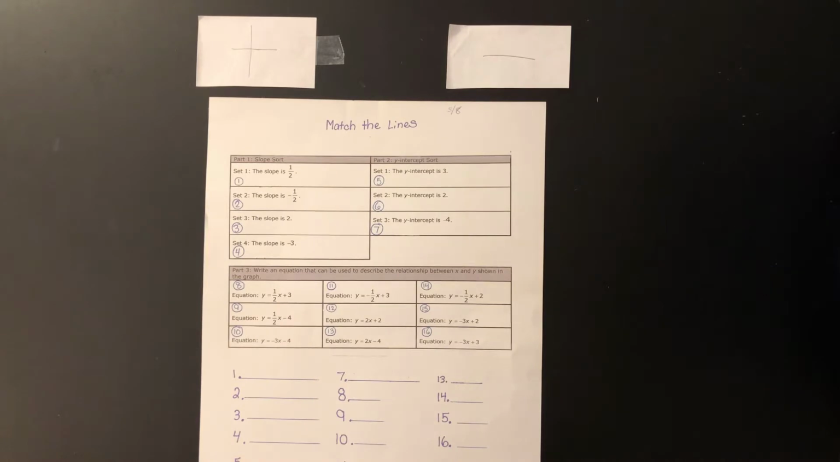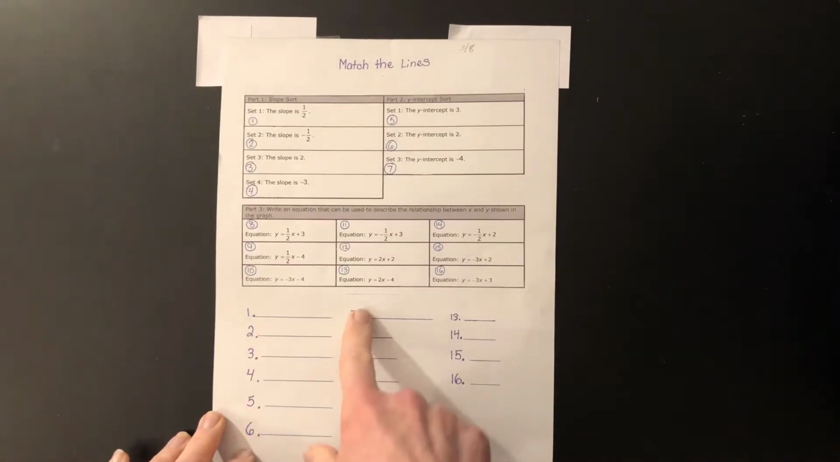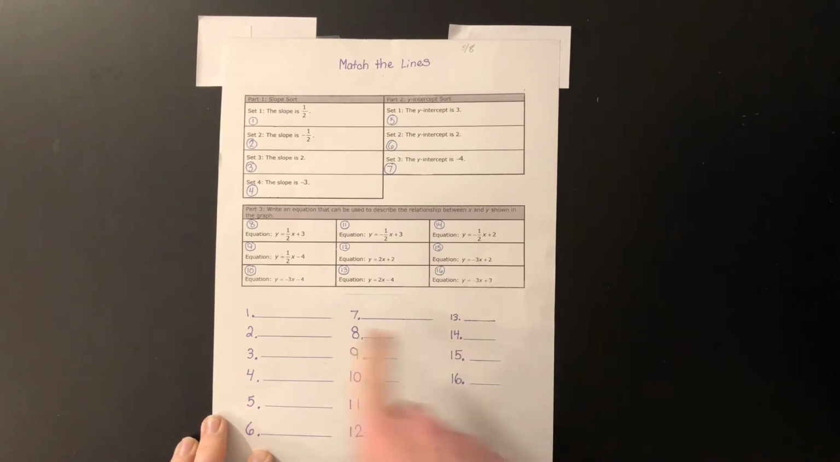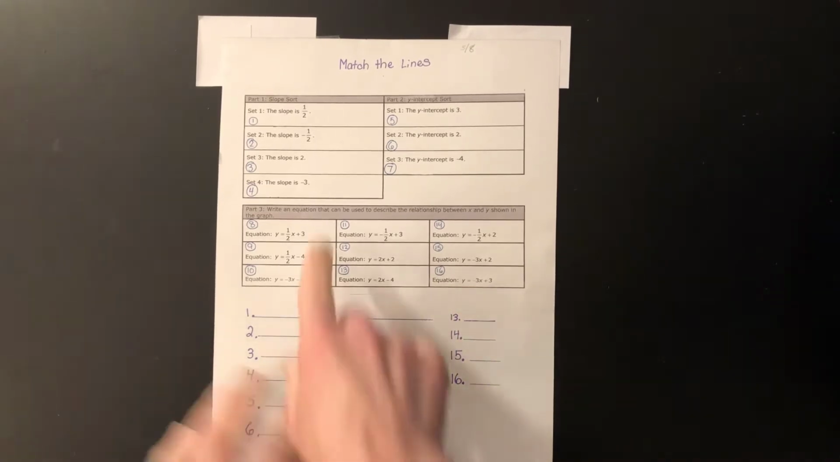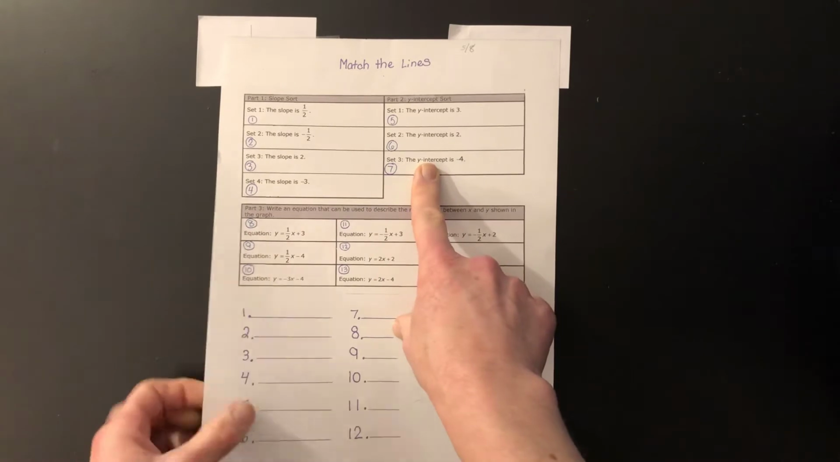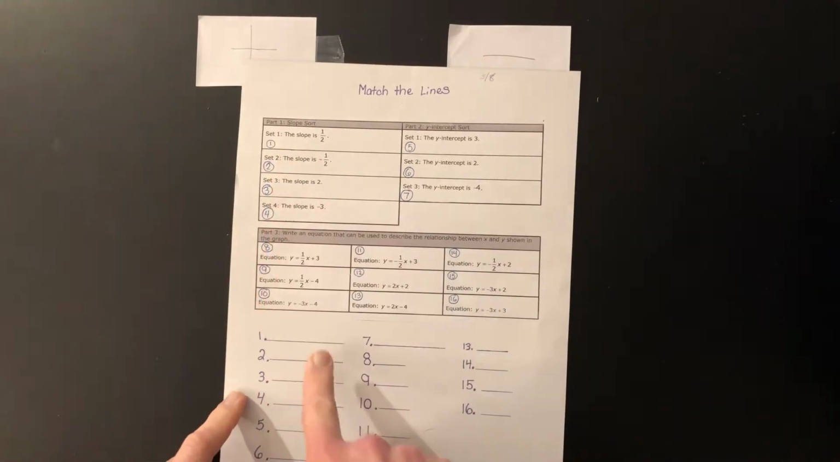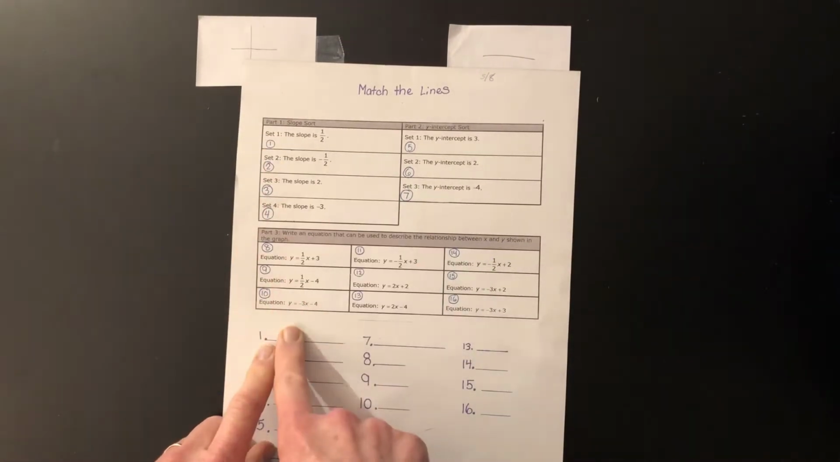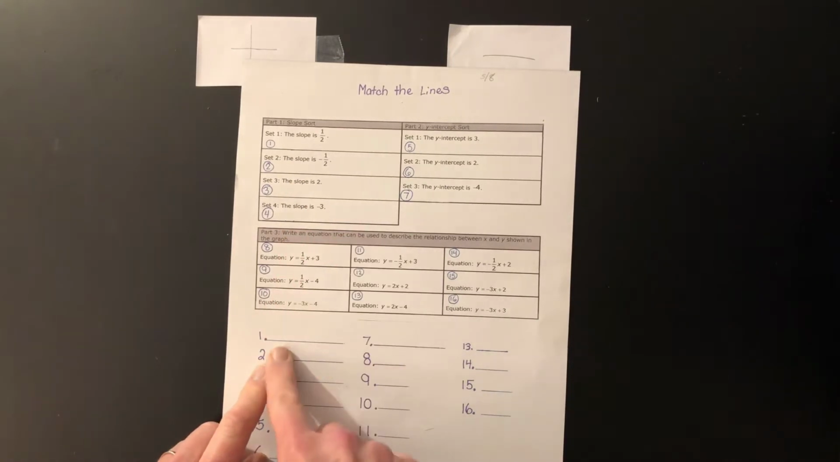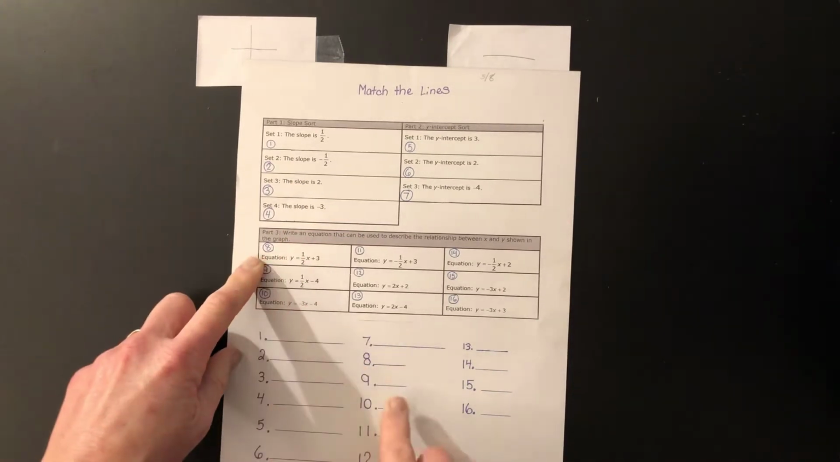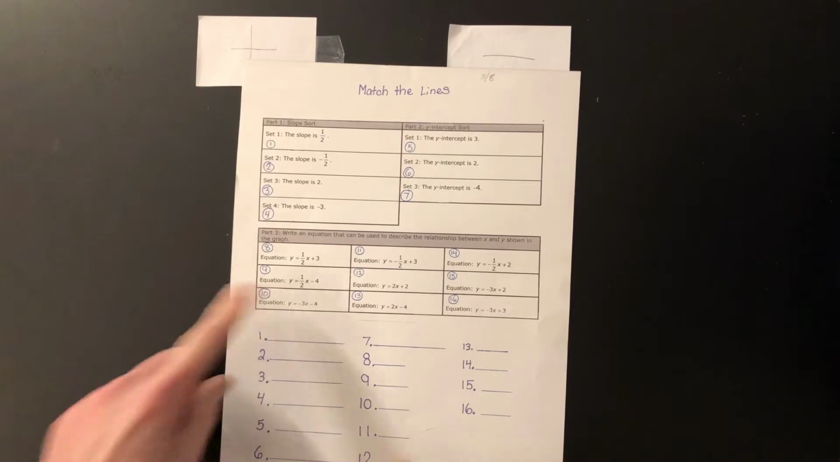On this activity, you have the numbers down here, 1 through 16. Each number corresponds with one of these. So you'll write the answer to each one on the line. So number 1, the answer goes here. Number 2, the answer goes here. And then you'll get down to 8, the answer here, and so on.